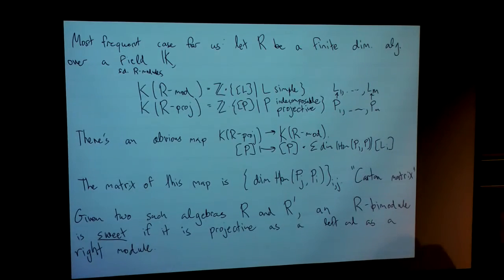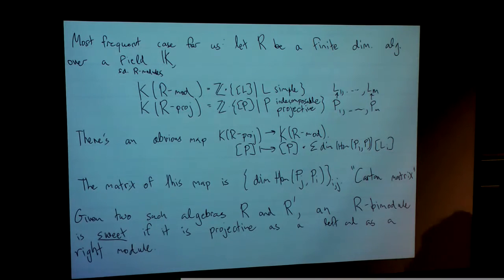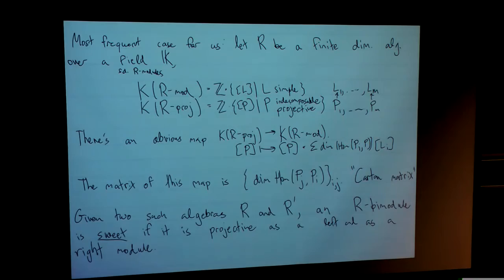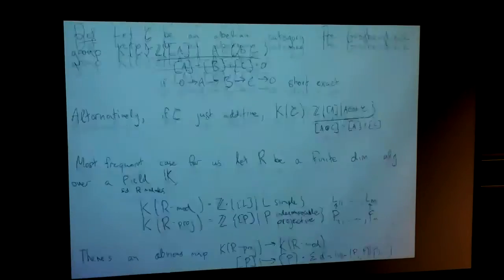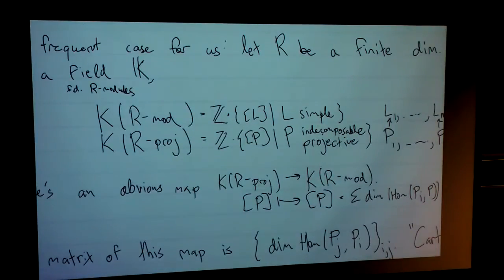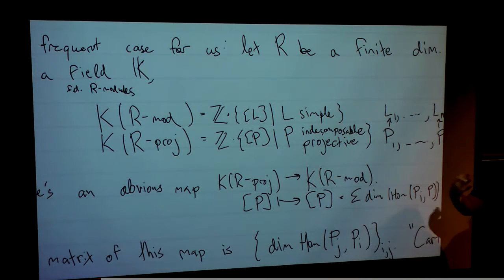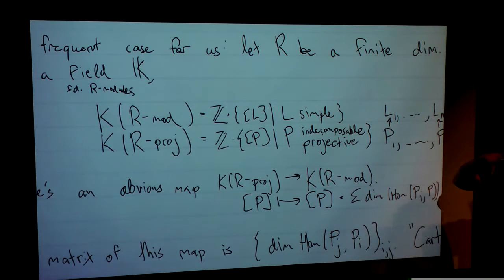All right, so as I said, the most frequent thing that will happen for us is we'll have a finite dimensional algebra R over a field K, and our category will be finite dimensional R modules. So I can consider the category of finite dimensional R modules, and then the Grothendieck group would be the free abelian group spanned by the classes of simples. And every other object I can write as a sum of its composition series.